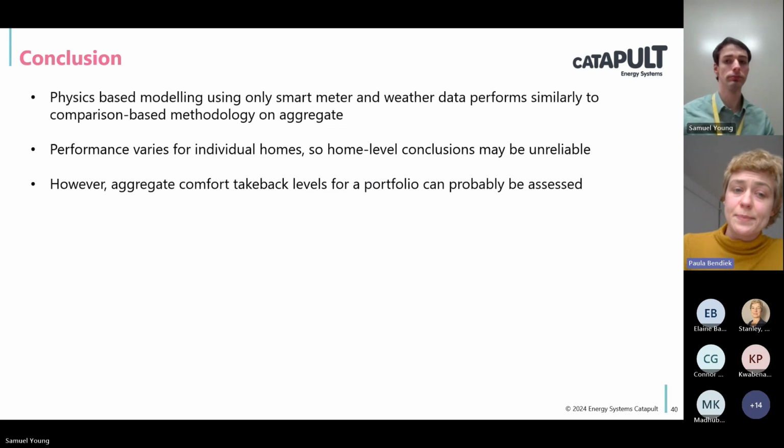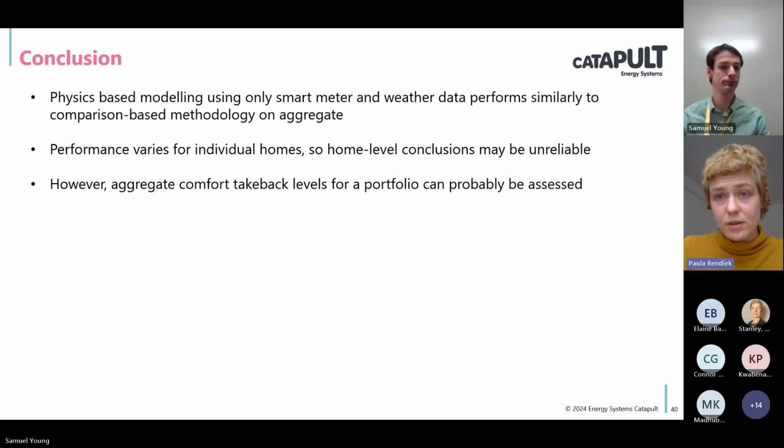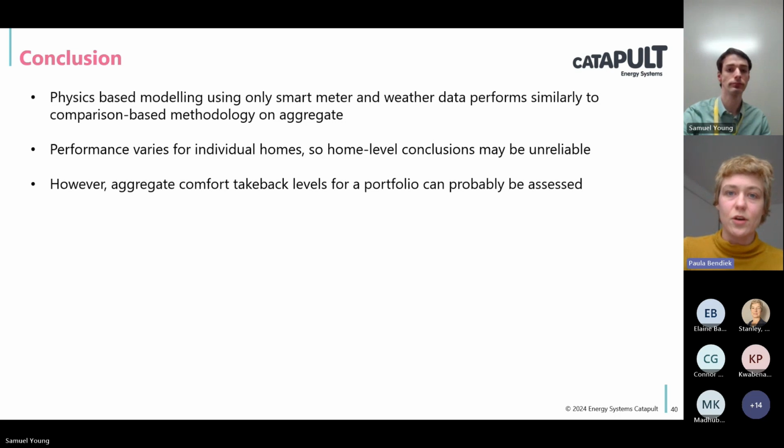Overall, the physics-based methodology performs similar to the comparison-based methodology. However, the results vary too much on a per home basis to be able to calculate the comfort take-back for an individual home. But we do think that we can use it to calculate the comfort take-back at an aggregate portfolio of homes.